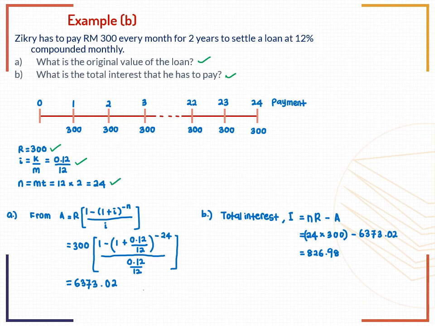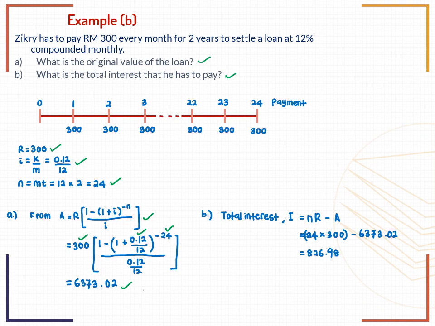From the formula of present value of annuity, R multiply with 1 minus in bracket 1 plus I power of negative N over I. Substitute or replace the value of R with 300. Replace the value of I with 0.12 over 12. And replace the value of N with 24. Therefore, the original value of the loan is equal to 6,373 ringgit 2 cents.